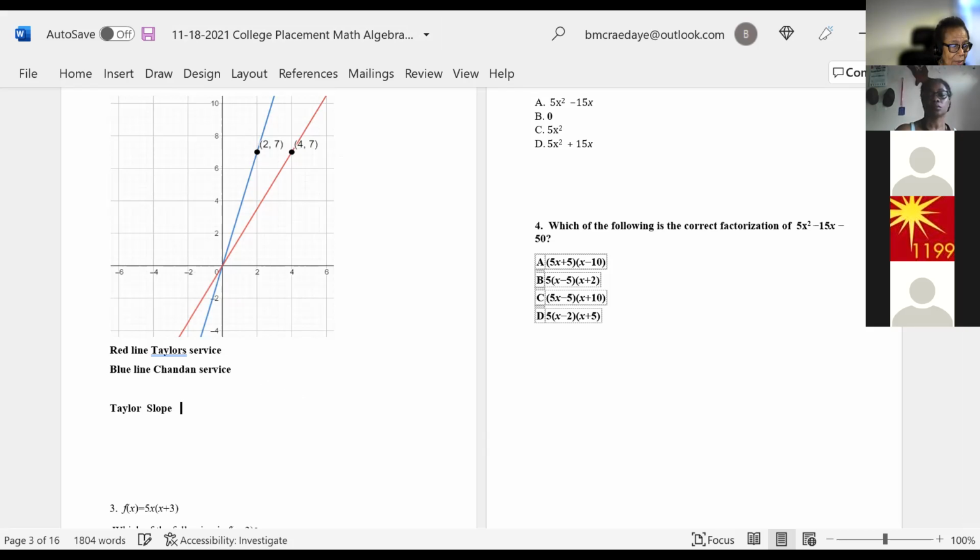The slope would be Y2 minus Y1 divided by X2 minus X1. So what would that be? Which line are you asking about? We want to find out the difference in the fares. And remember, the slope is the rate of change. So it's X2 minus X1.